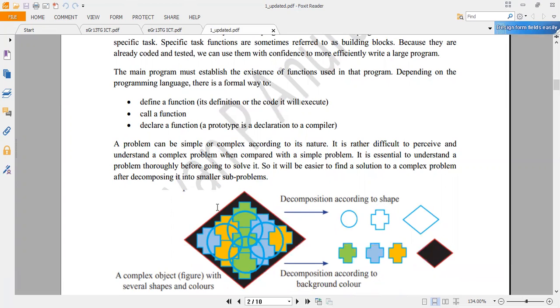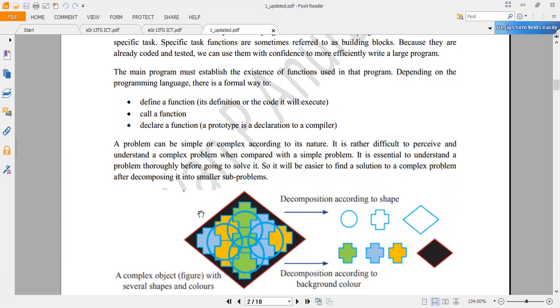A problem can be simple or complex. By its nature, it is rather difficult to perceive and understand complex problems when compared with a simple problem. It is essential to understand a problem thoroughly before solving it, so it will be easier to find a solution to a complex problem after decomposing it into small sub-problems. Our main intention is to solve problems.